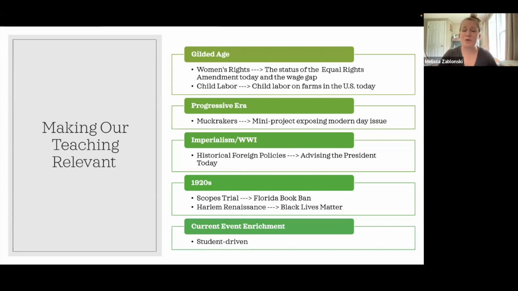The Progressive Era, when we learn about muckrakers and the reform movements, they do a mini project exposing modern day issues. When we look at imperialism in World War I, we take a really deep dive into different foreign policies that different imperialist presidents put forth. And then we look at how we can use that information to advise the president today. With the 1920s, we're taking a look at the Scopes trial and the Harlem Renaissance and how those relate to modern issues like the Florida book ban and the Black Lives Matter movement.